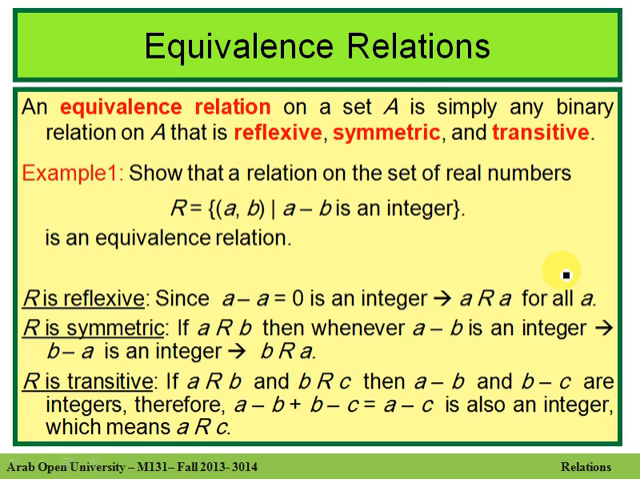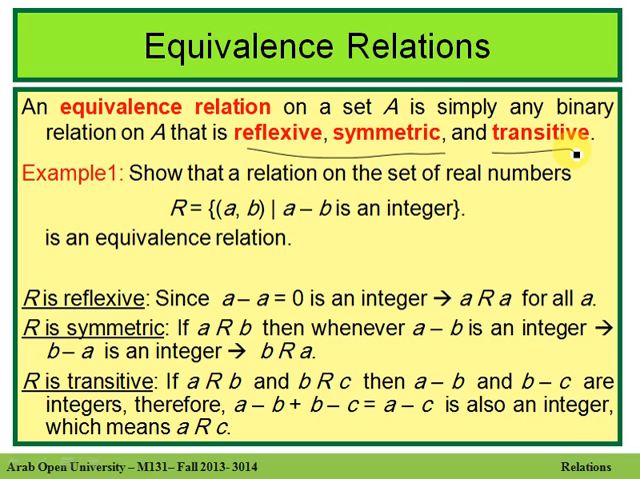Moving ahead to the equivalence relation. An equivalence relation on a set A is simply a binary relation on A that is reflexive, symmetric and transitive. Any given relation on a set is said to be an equivalence relation when reflexive is true, symmetric is true, and transitive is true. If these three properties are true, then we call that relation an equivalence relation.